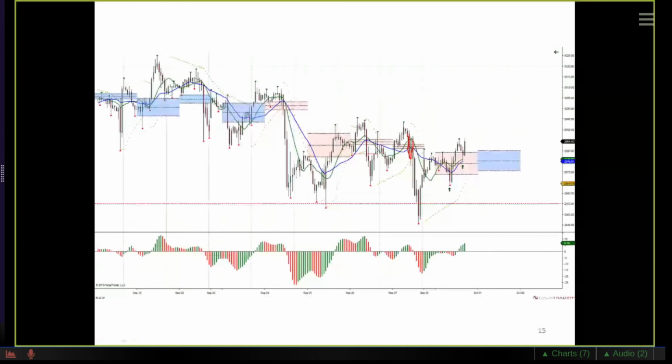Resistance, and then we got the flush, the end of day squeeze. Now, look at yesterday.